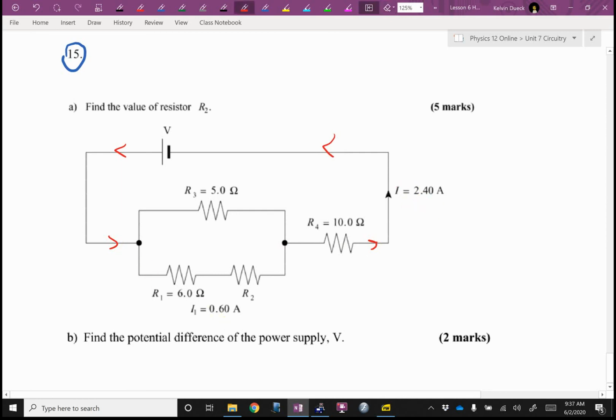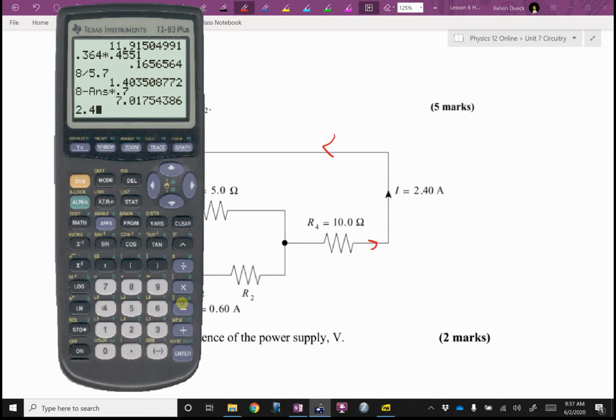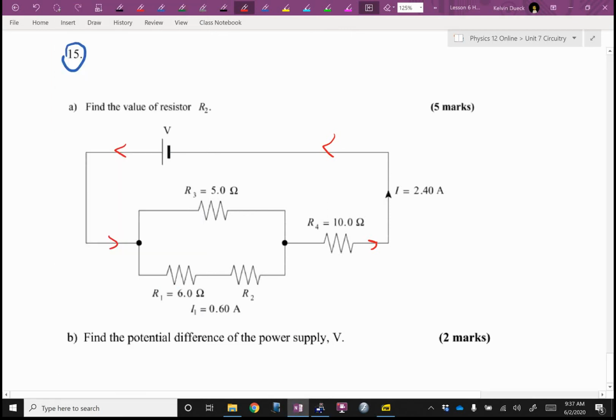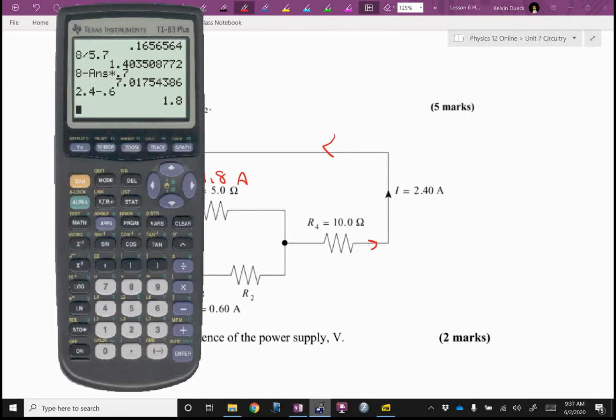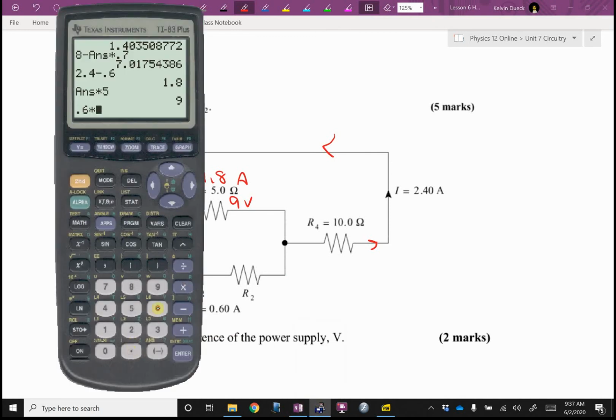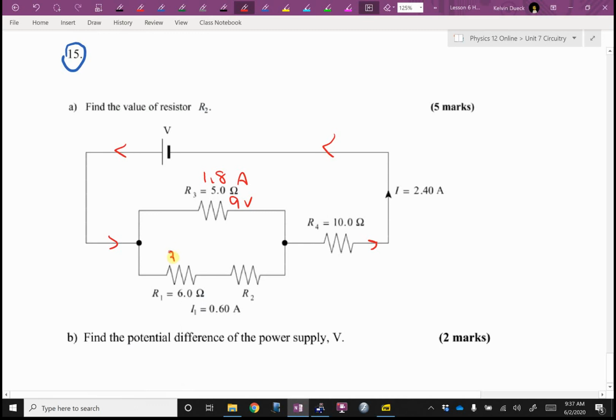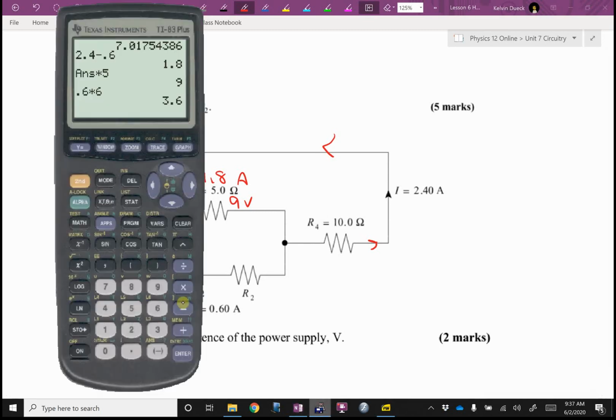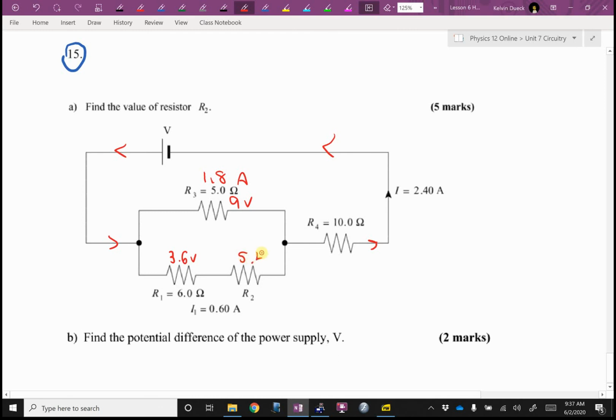Looks like I have 0.6 amps going through the bottom one. 2.4 minus 0.6 is 1.8, so I have 1.8 amps going through here. I know two things. If I go I times R, this is 9 volts. That means these two have to add to 9 volts. 0.6 times 6, the first resistor is using up 3.6 volts. 9 minus 3.6, this must be using 5.4 volts.